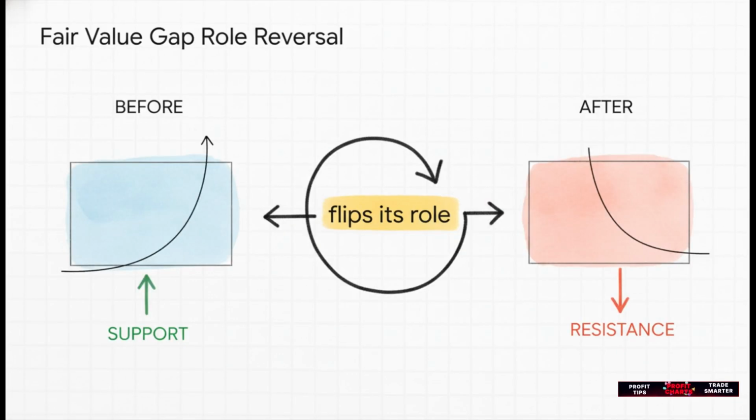This is so critical. When a bullish fair value gap gets violated, meaning the price just slices right through it, that zone doesn't just vanish. No, it flips its role. It becomes what we call an inverse FVG. It transforms from a potential support area into a brand new resistance zone. And this can actually give you a whole new trade opportunity, a potential short entry if price comes back up to retest it from below.